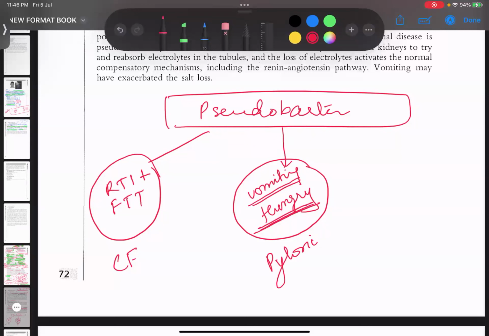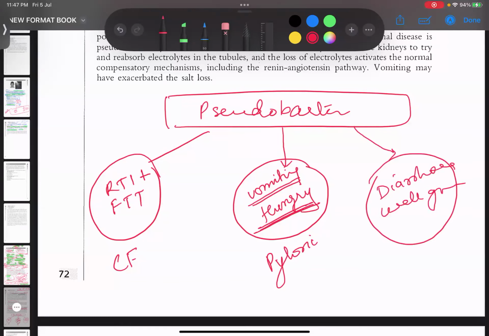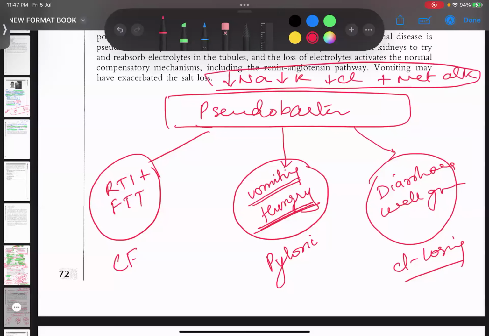Then another presentation is that child is coming to you with history of diarrhea for about 2 to 3 months. Otherwise, he is well grown. So you'll consider the possibility with the electrolyte findings, congenital chloride losing diarrhea. Usually it's a self-limiting condition. The child will be well grown. On examination of the sweat, you will find the chloride concentration is high. So whenever we have hyponatremia, hypokalemia with hypochloremia plus metabolic alkalosis, in that case, we'll consider pseudo-Bartter.